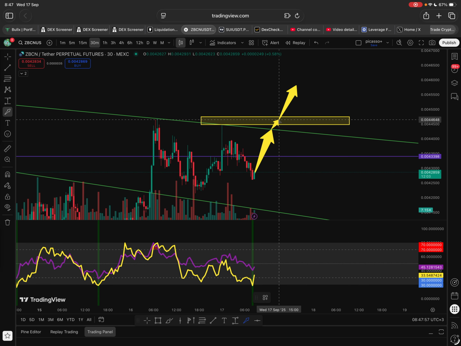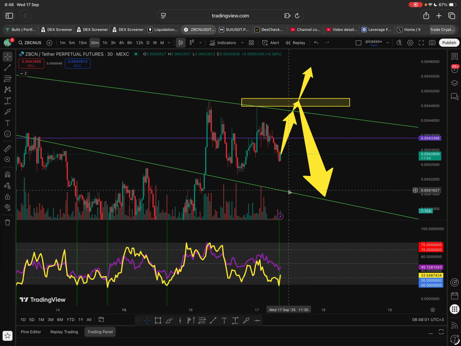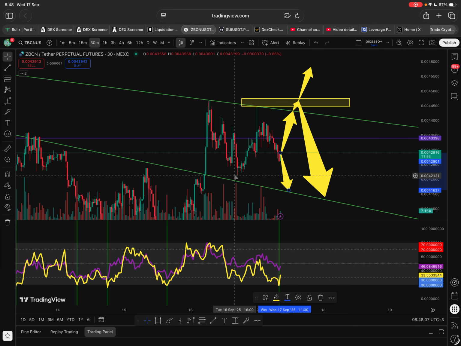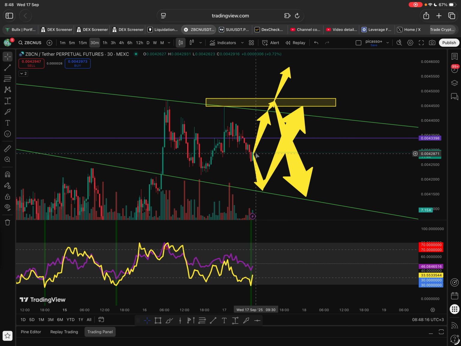That's basically what we want to do. The other scenario is, if we don't break this, we're going down to this level. These are the two scenarios. There's also one more. We can go ahead and test this level right here, because there's some liquidations here, and then we move towards the upside. These are basically the areas you want to watch out for. So it's not like you just long here. You either short here, long here on the breakout, long here, or short here. These are the levels that you should be looking for.